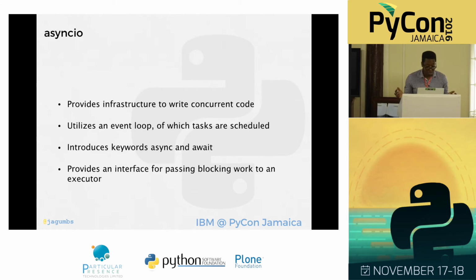But async I/O, in more detail, provides infrastructure to write concurrent code. It utilizes an event loop on which you schedule tasks. So with multiple functions that you're working with, you can schedule tasks on a single loop, which allows you to scale out a lot easier without having to worry about many of the problems associated with threading and multiprocessing and things like that.